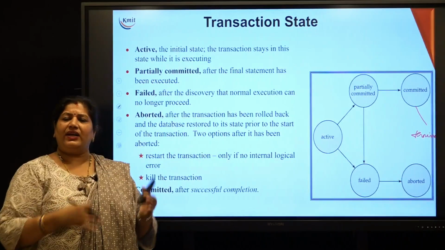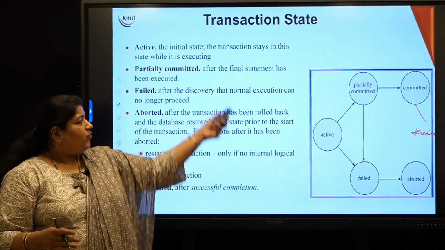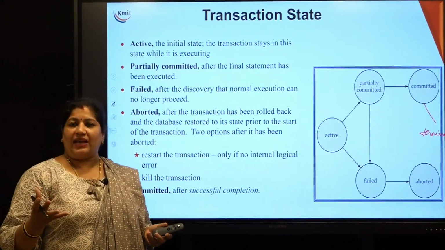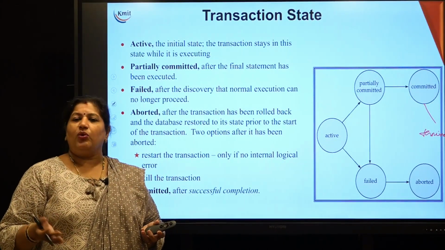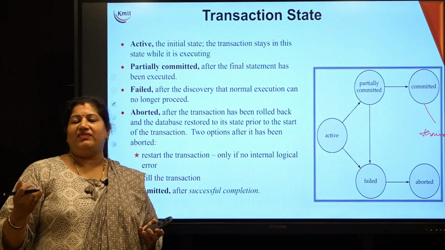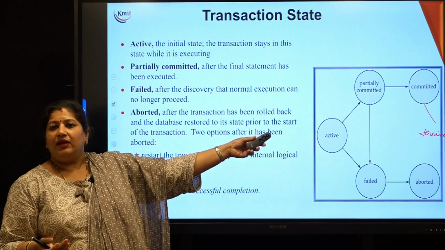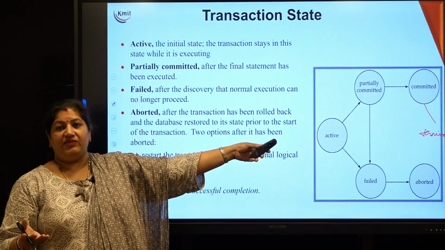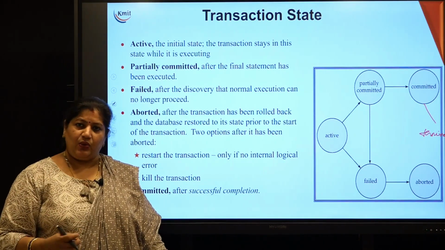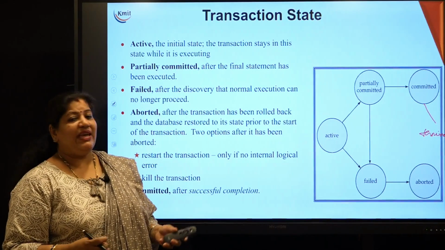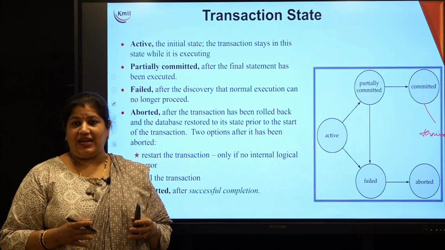You have learnt it already in the operating system also. For executing any particular action or program, we need certain resources, like the memory and the CPU cycles that you have used. All these things will be released so that the next transaction or next program can execute. So this is all about the various states of a transaction.